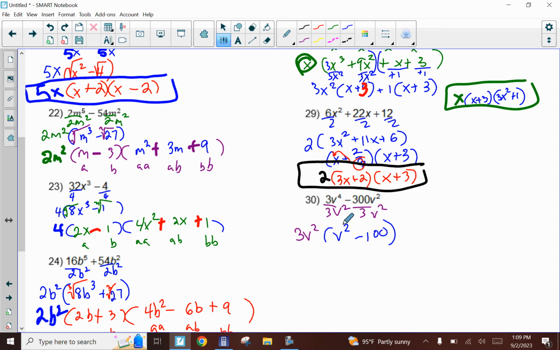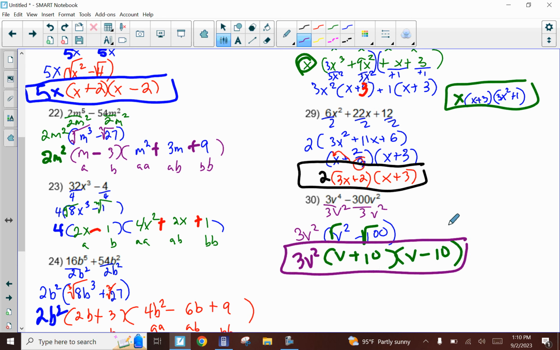Now this guy still has an exponent, so there's a good chance we can square root this stuff. There's going to be a difference of squares now. So if I square root this, that's v. If I square root that, that's 10. So v and 10 go over here, and then one's a plus and one's a minus. And then our original GCF was 3v squared. So although that was pretty tedious, it's a bunch of the same stuff over and over and over.